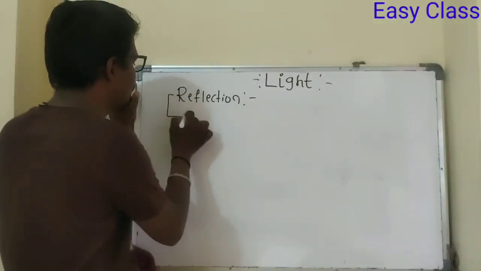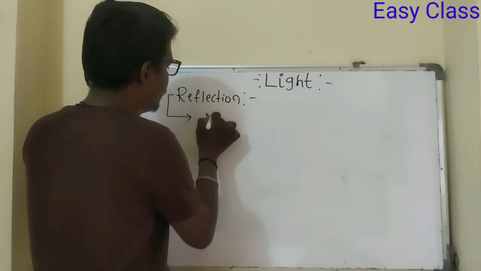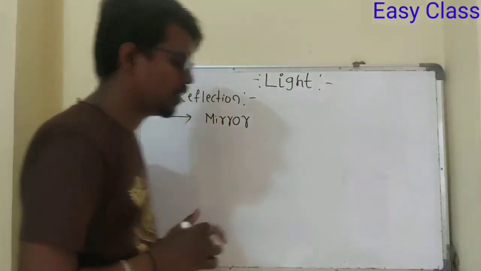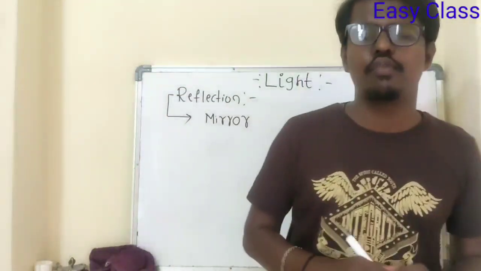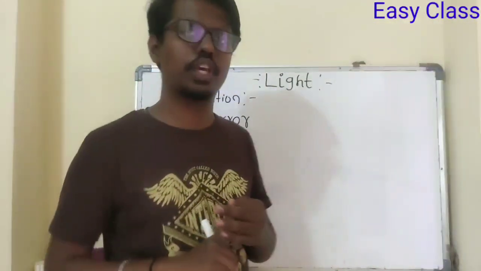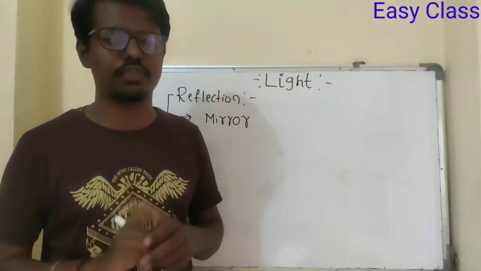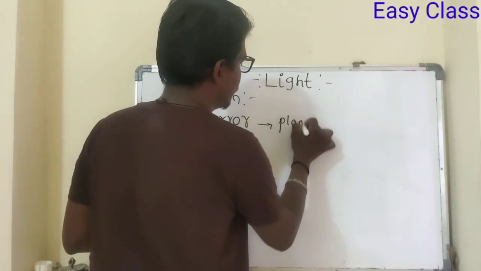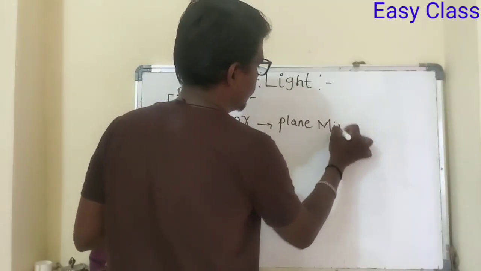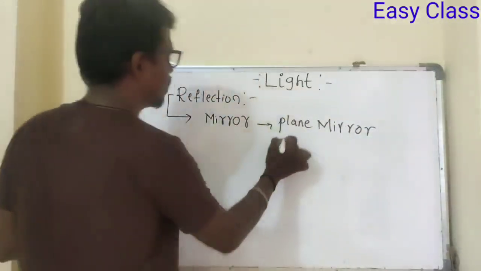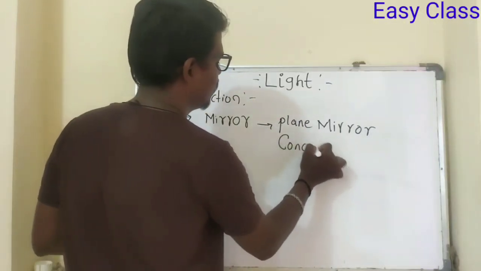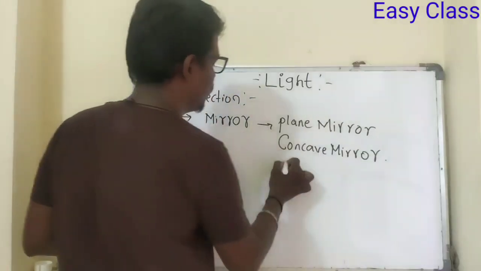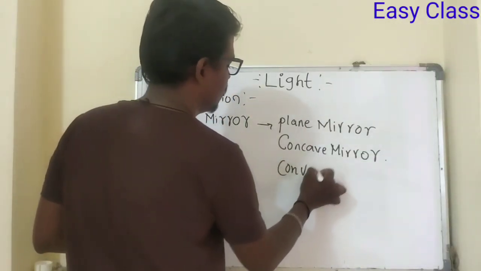So to study the concept of reflection we need to go through mirrors. Next, there are three types of mirror. One is the plane mirror, next is the concave mirror, and the third one is the convex mirror. The first one is the plane mirror, the second one is the concave mirror, the third one is the convex mirror.